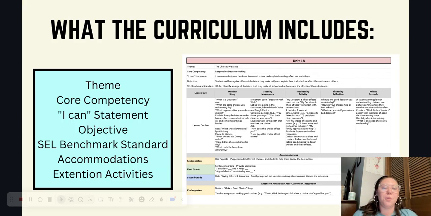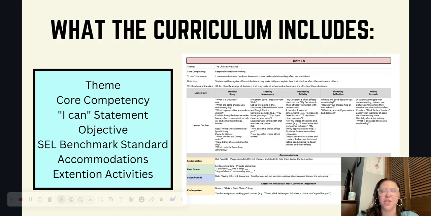Friday is about reteaching, pulling certain students aside. Do you need help with this? Can you do this? And I really love this idea of being able to have a time dedicated to working individually with students. So within the curriculum, there are accommodations and extension activities.